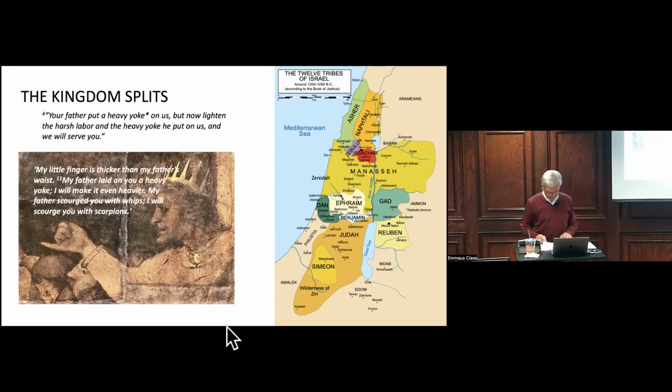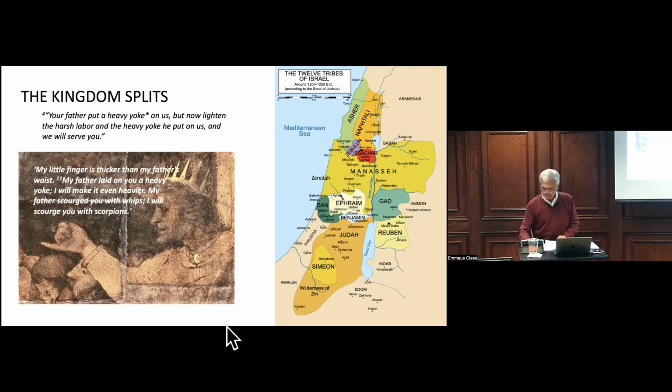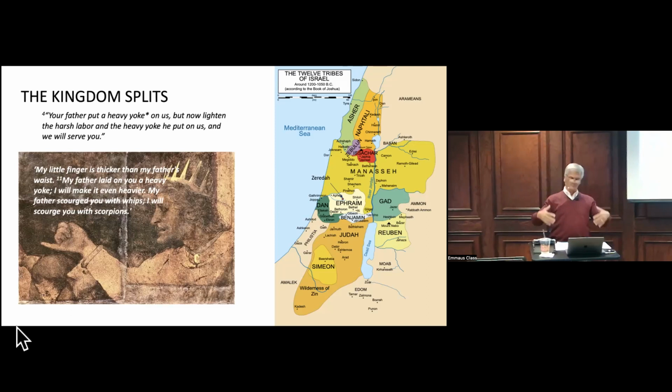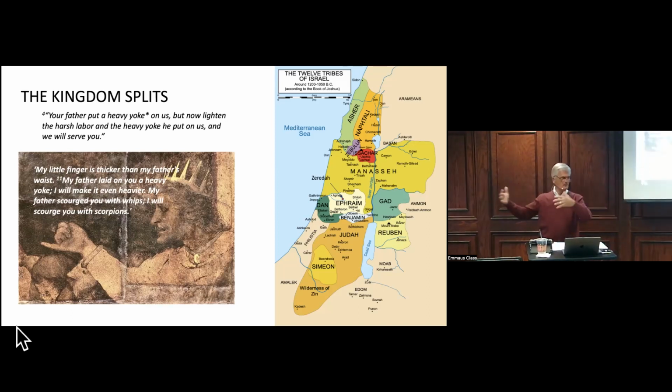And he shows up before the king, right? He shows up before the king and he says, look, your father put a heavy yoke on us. Now lighten the harsh labor. Harsh labor from all that conscription. I imagine that as Solomon's projects grew, he just kept drafting more and more people. And people were tired of having their sons gone, doing this kind of slave labor. And then he had a heavy yoke.